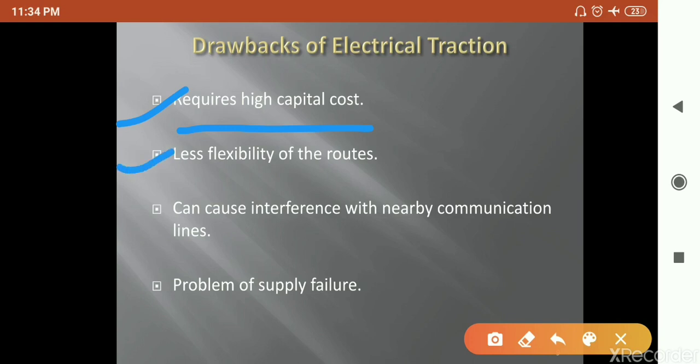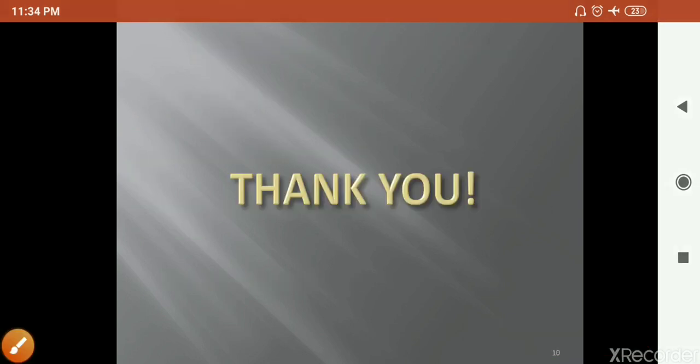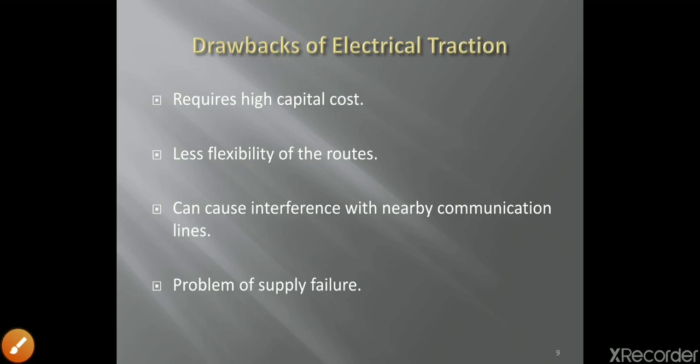Second one is less flexibility of the routes. It can be applied, or it can be provided, at the routes only where the electrical supply is available. Hence, the flexibility of this system is very less.